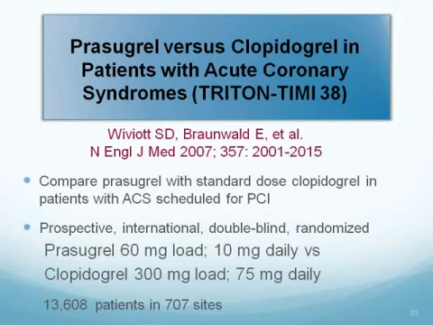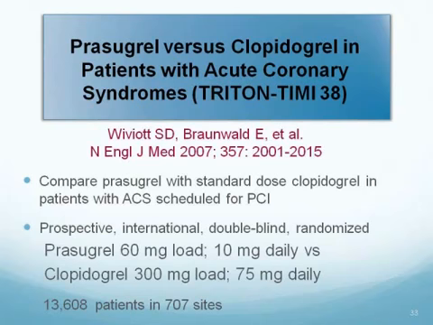So what is the data based on that prasugrel was approved on? And really it's the TRITON-TIMI 38 trial. This was a comparative study with prasugrel versus what was standard dose clopidogrel. It was a very large study of patients with acute coronary syndrome who were scheduled for a PCI. It was an international study.